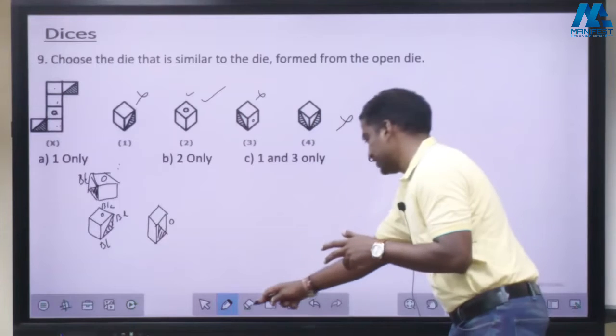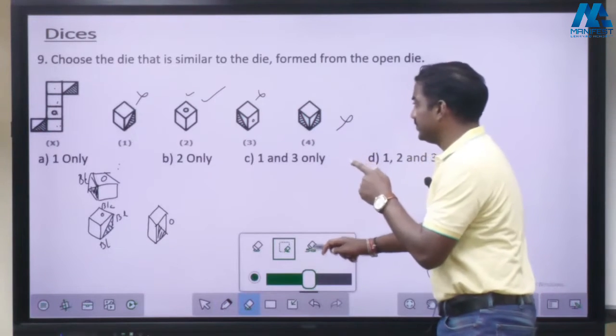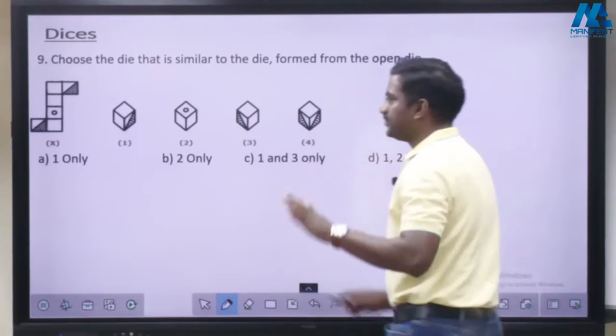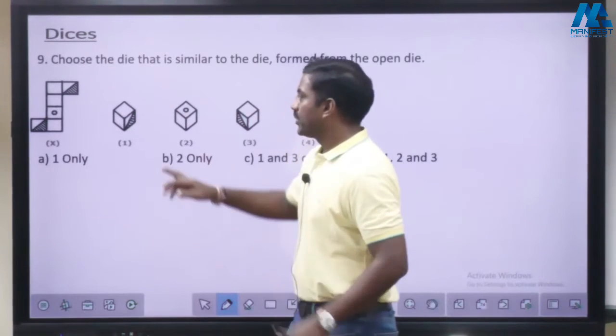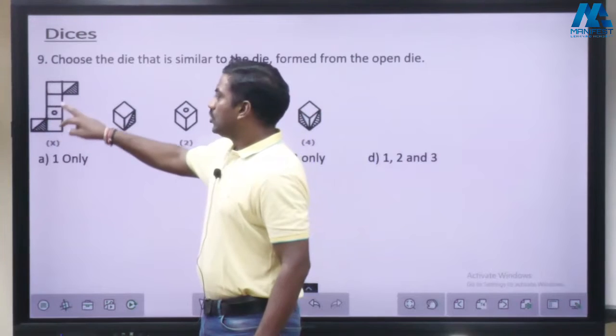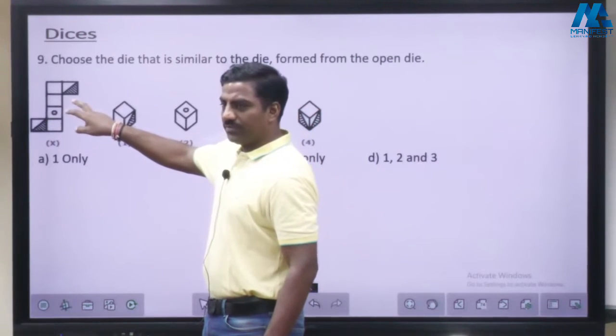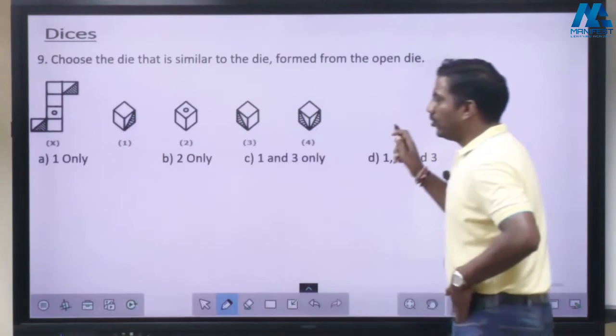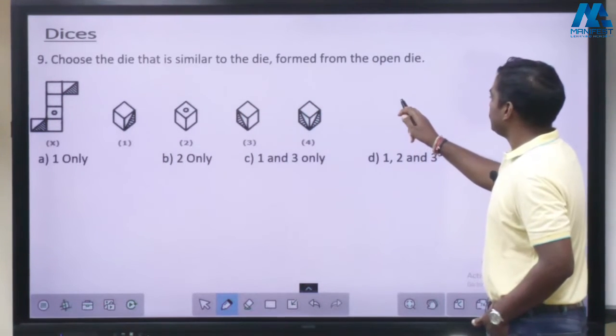We'll take the question all together. Okay, last 5 minutes have been wasted. Simple. 2 blanks can be opposite and 1 blank will come in the bottom. So I'll show you one proper diagram.